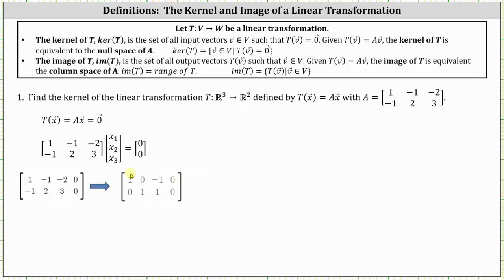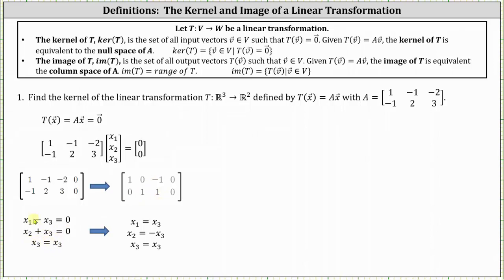Notice how we have a pivot in column 1 and column 2, but not column 3. Because we have one free variable, there will be one vector in the spanning set that makes up the null space of matrix A, as well as the kernel of T. Row 1 indicates that x1 minus x3 equals 0. Row 2 indicates x2 plus x3 equals 0. And because x3 is a free variable, we know x3 equals x3.